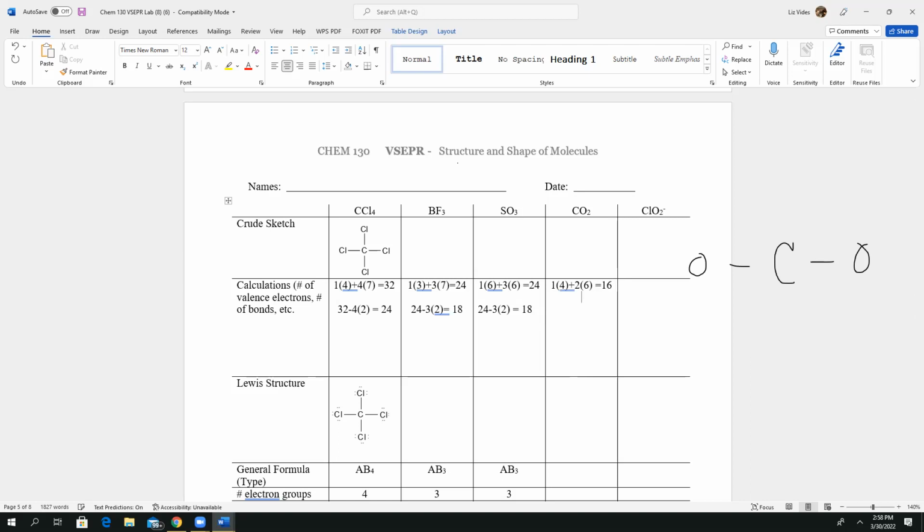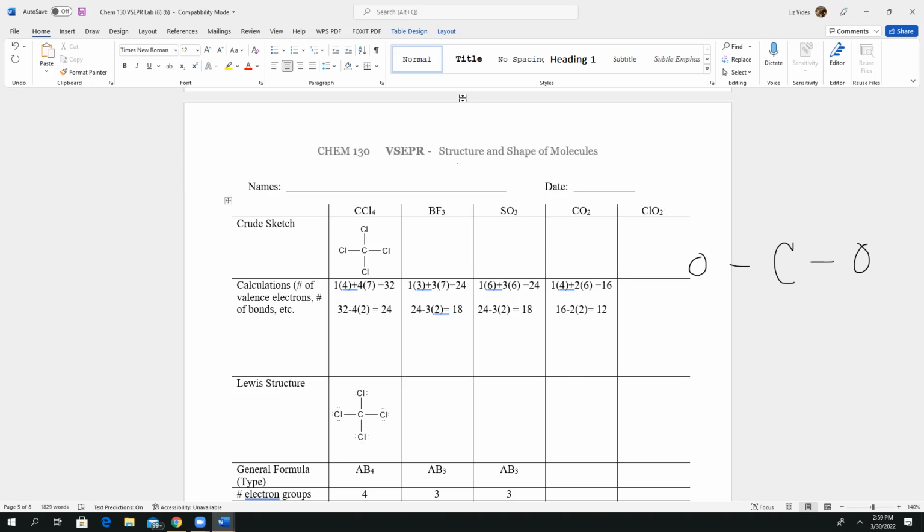So you don't want me. There we go. We have 16 electrons to begin with, but we're subtracting 2 bonds times 2, because that's 4 electrons a piece. 16 minus 4 is 12, right? All right, so we got 12 electrons.